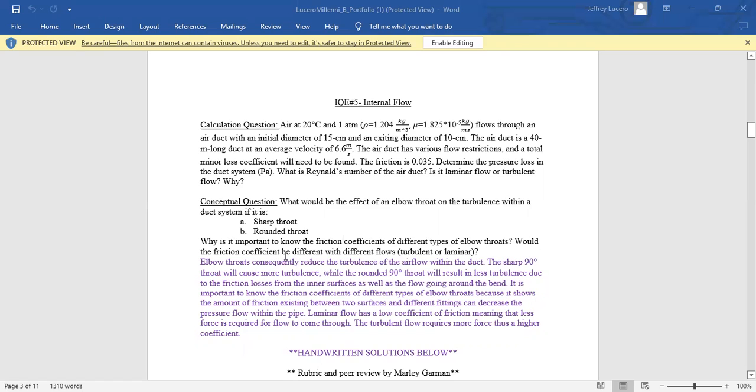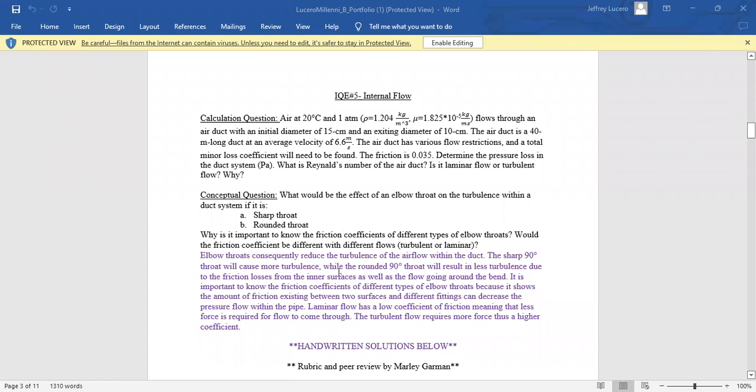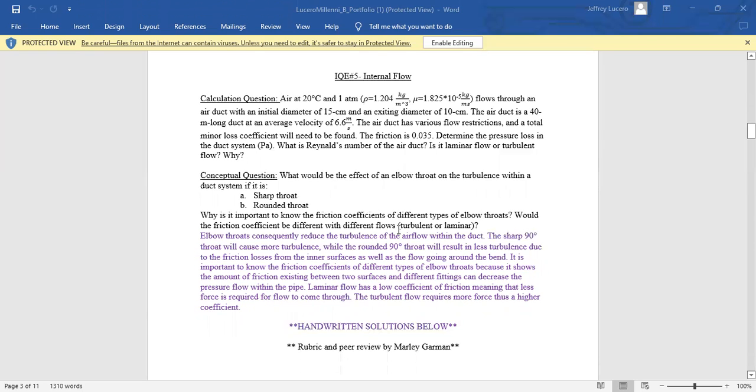Elbow throats consequently increase the turbulence of the airflow within the air duct. The sharp 90-degree throat will cause more turbulence, while the rounded 90-degree throat will result in less turbulence due to the friction losses from the inner surfaces as well as the flow going around the bend. It is important to know the friction coefficients of different types of elbow throats because it shows the amount of friction existing between two surfaces, and different fittings can decrease the pressure flow within the pipe. Laminar flow has a low coefficient of friction, meaning that less force is required for flow to come through. The turbulent flow requires more force, thus a higher coefficient.